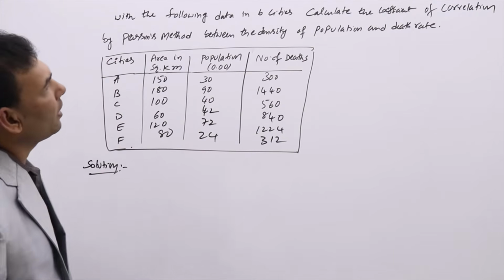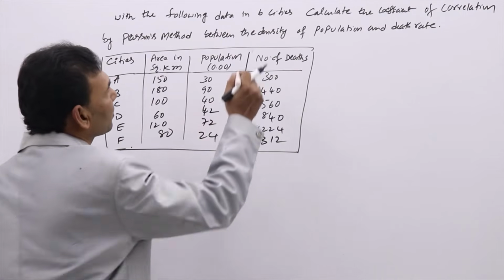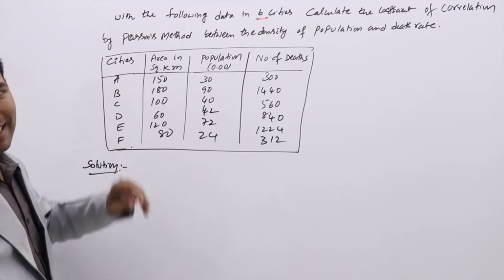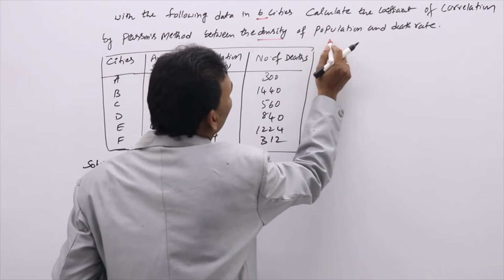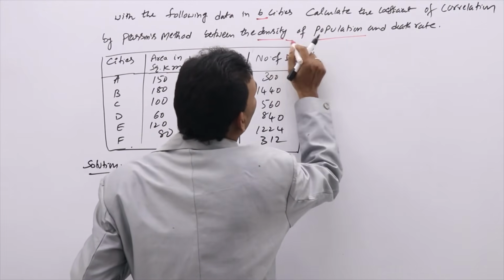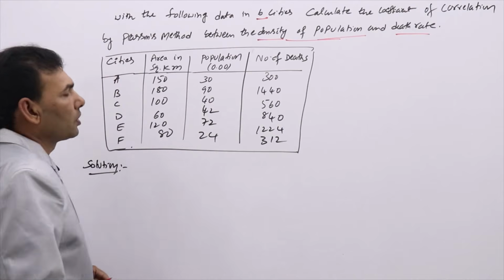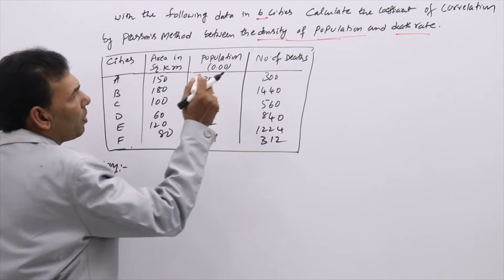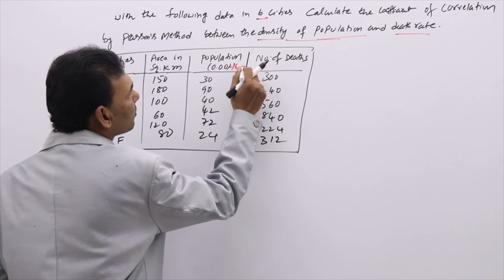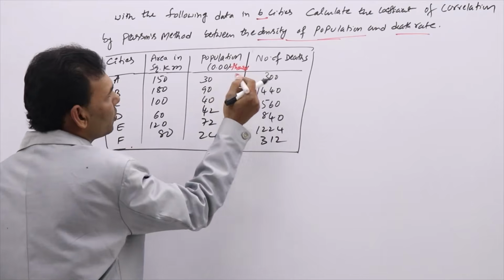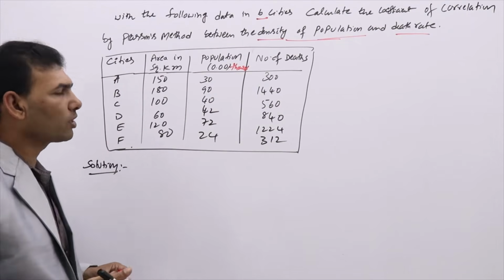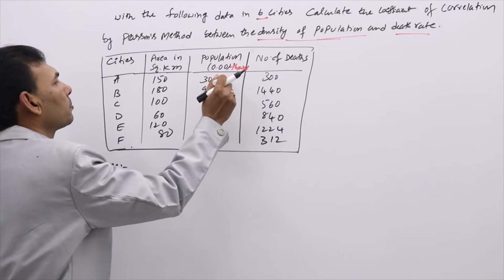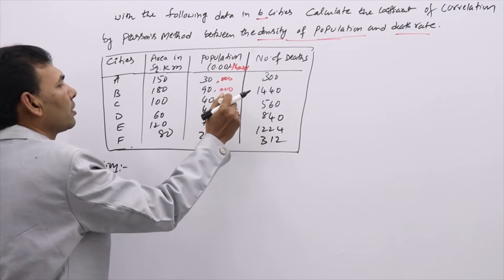With the following data, in 6 cities, calculate the coefficient of correlation by Pearson's method between density of population and death rate. So here the data is given: cities, area in square kilometers, population in thousands. That means here you need to add 3 zeros: 30,000, 90,000, 40,000, 42,000. This is not just 30, this is 30,000, 90,000, like this.